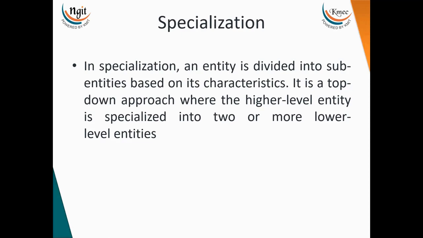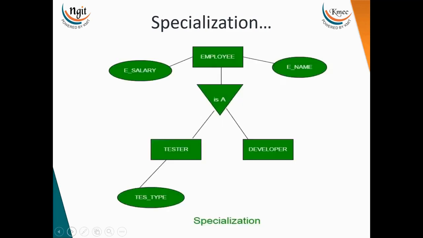Whereas specialization is something where an entity is divided into two or more entities based on characteristics or properties, and hence it is said to be a top-down approach. Let us take an example and view what specialization is. Coming to this example, we have employee, which is an entity, and from this employee we can create several other entities, as it is a top-down approach.